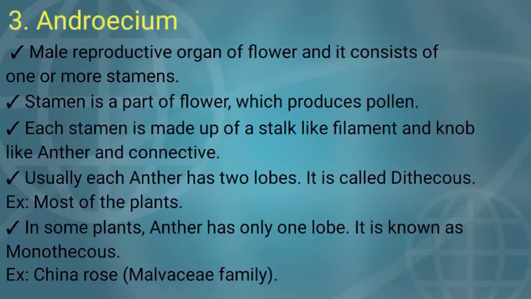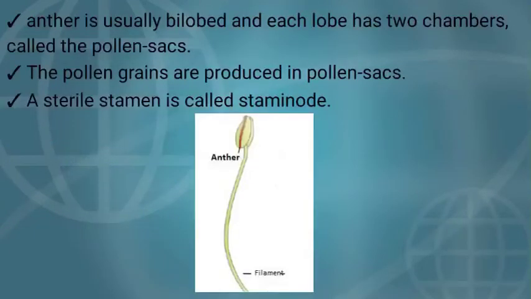Example, most of the plants. In some plants, anther has only one lobe. It is known as monothecous anther. Example, hibiscus or China rose and Malvaceae family plants. Anther is usually bilobed and each lobe has 2 chambers called pollen sacs. The pollen grains are produced in pollen sacs. A sterile stamen which is unable to produce pollen grains is called staminode.